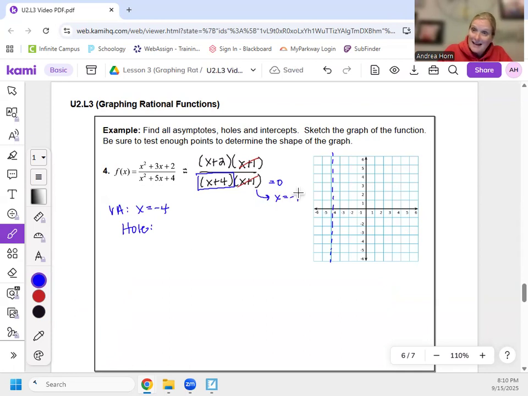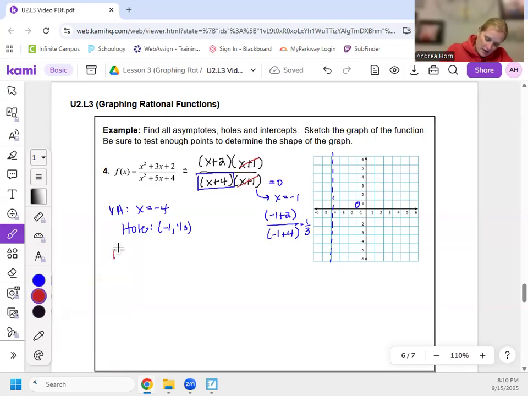And then we plug that into the simplified version. The simplified version would be negative 1 plus 2 over negative 1 plus 4, so I'm going to end up with 1/3 here. So my hole is at (-1, 1/3). I'm going to draw (-1, 1/3), which would be about right here.